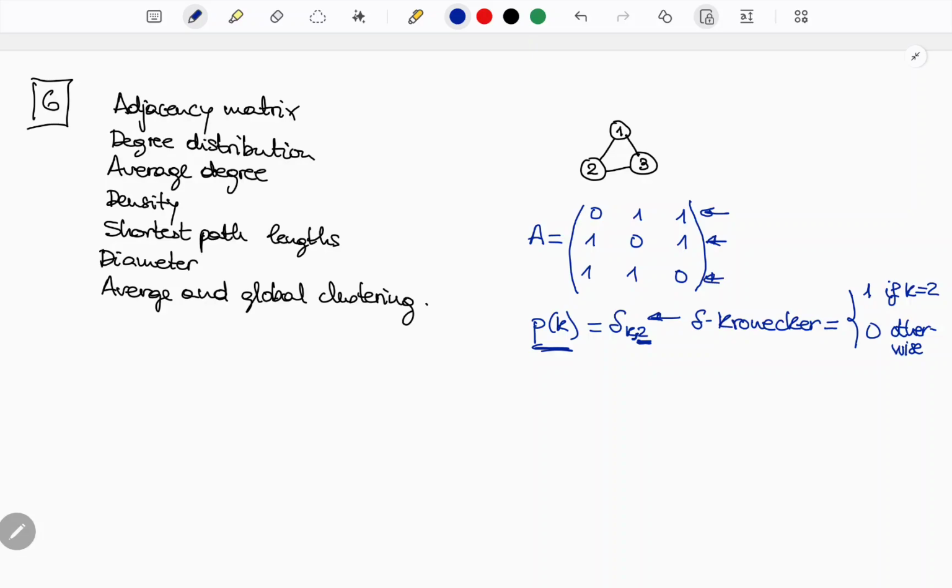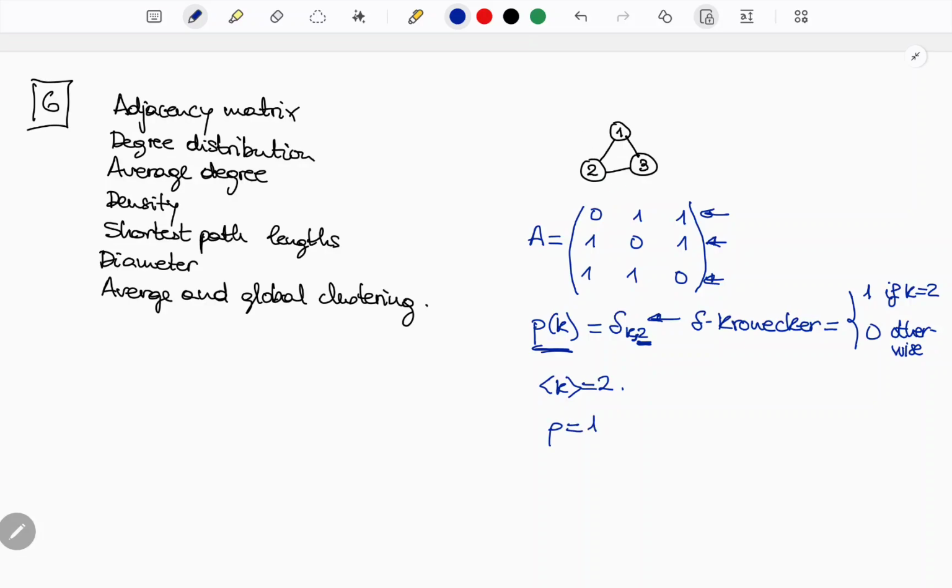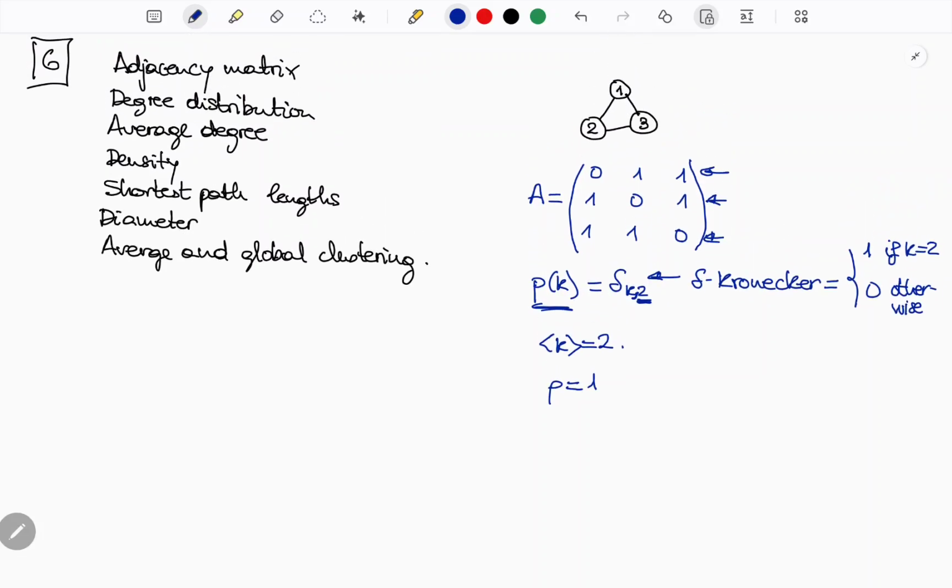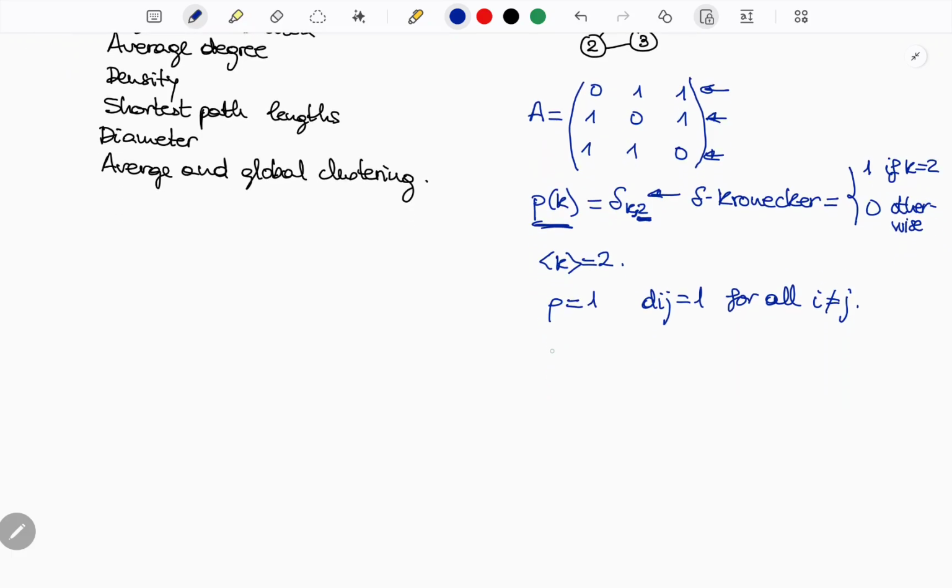Also, the average degree: since all the nodes have degree 2, the average degree is going to be equal to 2. That's quite simple too. Density: since we have all the possible links in this network, the density is equal to 1. And the shortest path length: since all nodes are connected to all other nodes, d_ij is going to be equal to 1 for all i different from j. Okay, so that's the shortest path distribution, and the diameter is going to be equal to 1 because all these numbers are equal to 1.